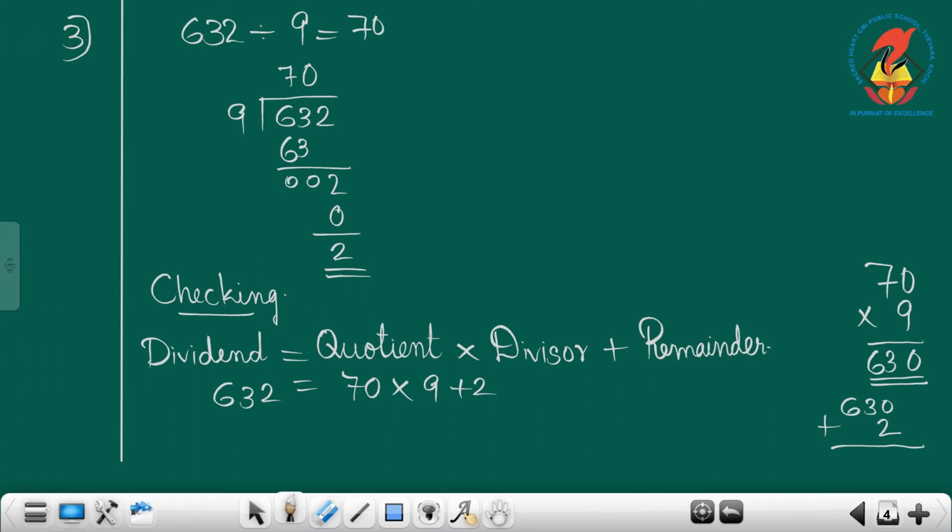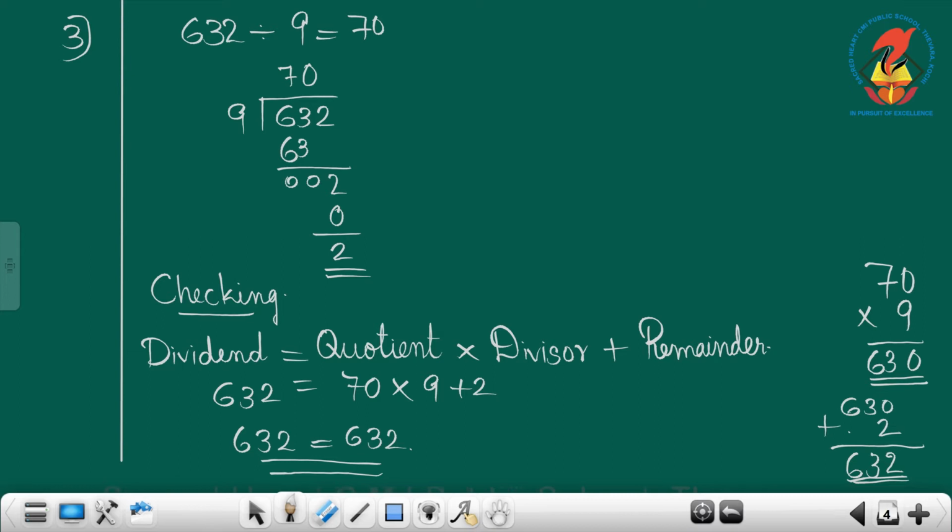So in the ones place, 0 plus 2, the answer is 2. The 3, nothing is there, so bring it down. 6 plus nothing is there, so bring it down. So the answer is 632. So on both sides we got the same number. That means our answer is correct.